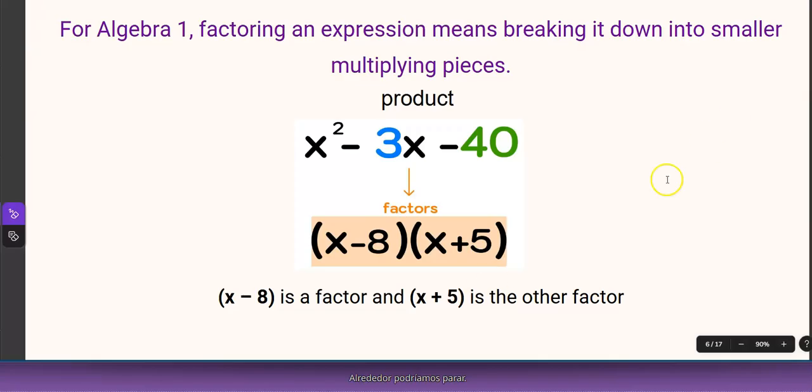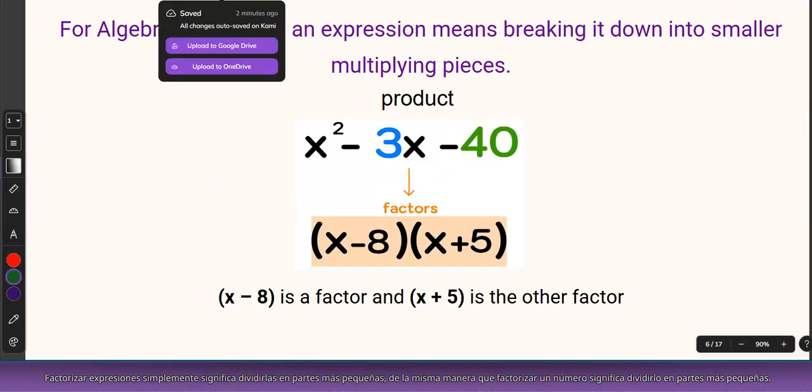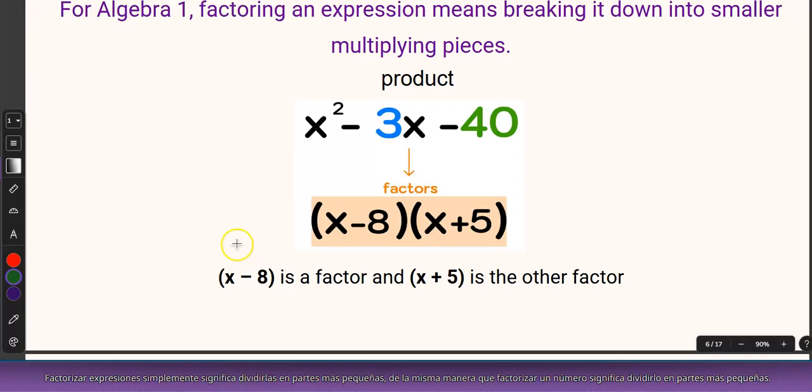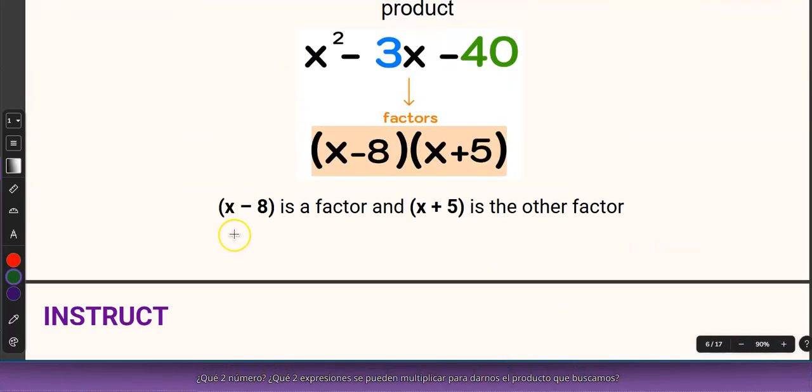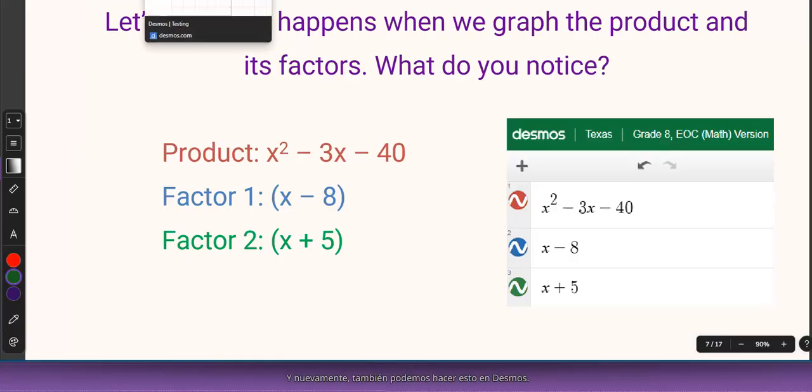Factoring expressions just means to break it into smaller pieces, just the way factoring a number means to break it into smaller pieces. What two expressions can be multiplied together to give us the product that we're looking for. And again, we can do this in Desmos as well. So what happens when we graph them? So let's take a look.